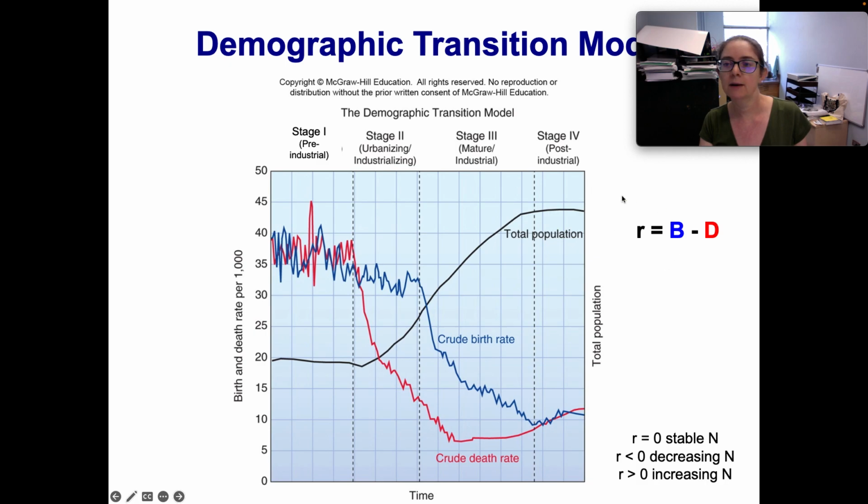And so if we think about R, if we go back to that per capita rate of population change, it's all about births minus deaths. So here, R is going to be 0. It's stable. Up here, R is 0. It's stable. R is greater than 0 during these two phases, which shows that the population is growing.